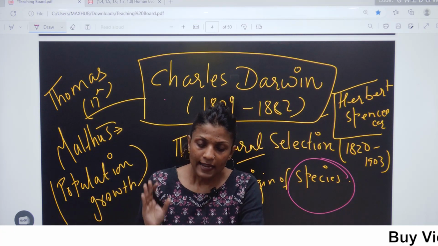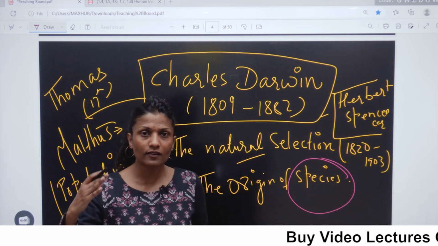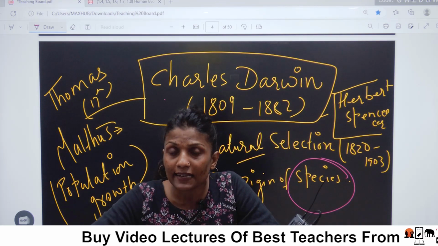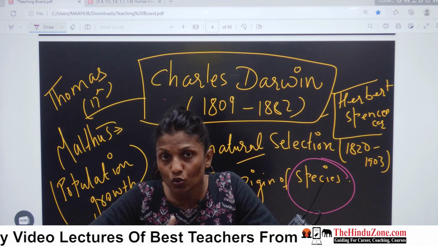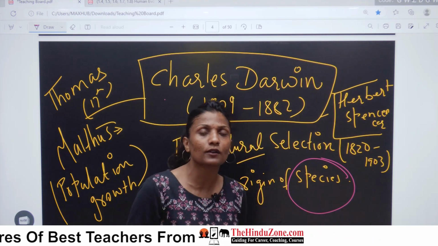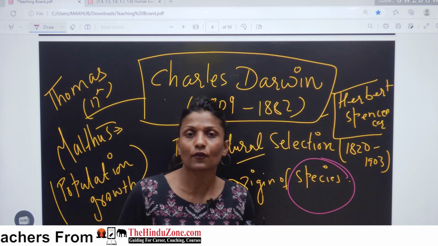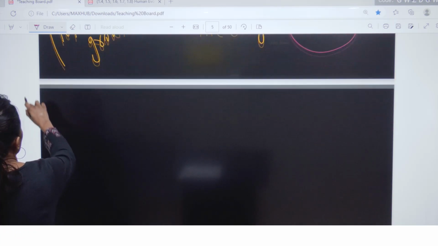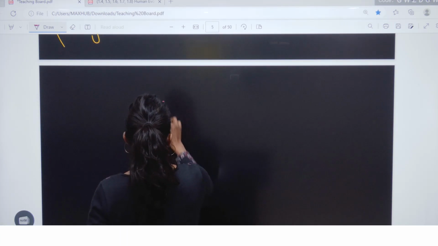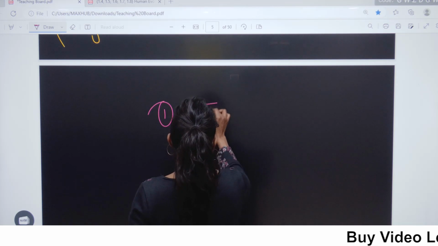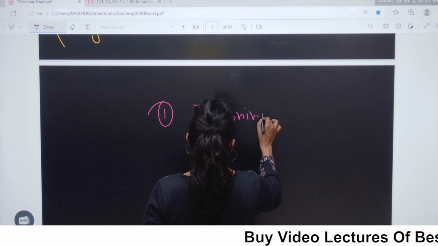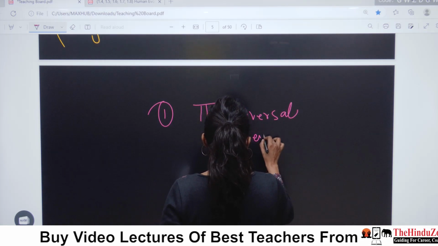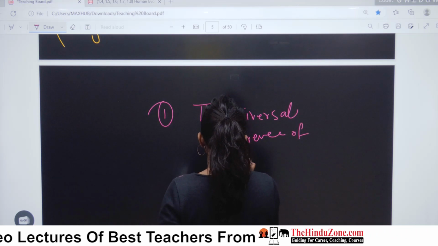So now, after understanding Darwin's influences when he was giving this important theory, it is important for us to know the principles which Charles Darwin has given to us. Charles Darwin has written a few points which I'll write down for you. He has written the universal occurrence of variation.